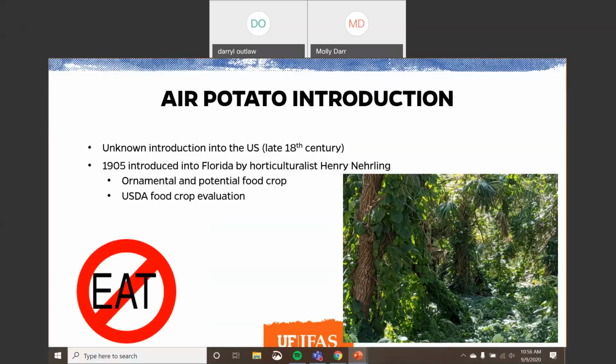It has these big, beautiful heart-shaped leaves, and he thought that it had potential as a food crop. So Henry then sent some of this plant down to the USDA lab in southern Florida and asked them to evaluate it as a food crop. They found out two things when it was down there. They found out, one, that you could not eat it. So it definitely didn't have any use as a food crop.